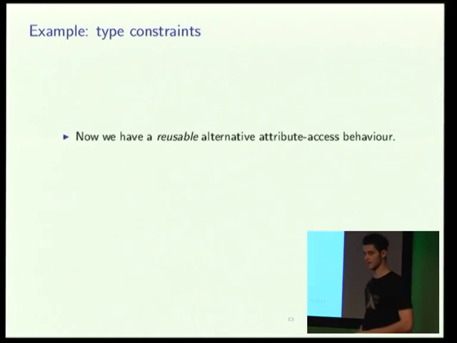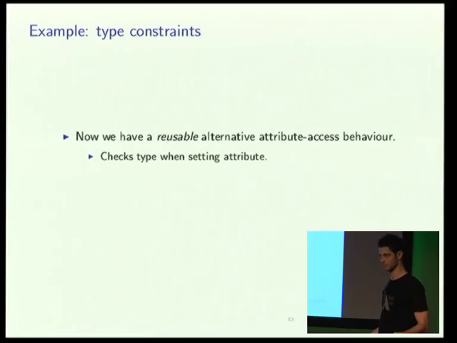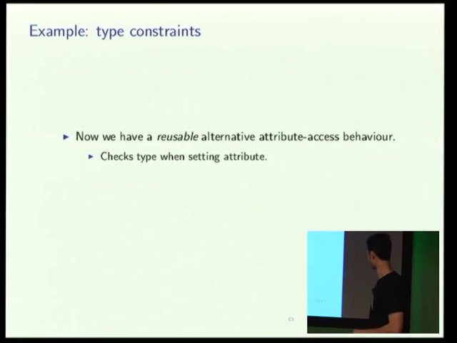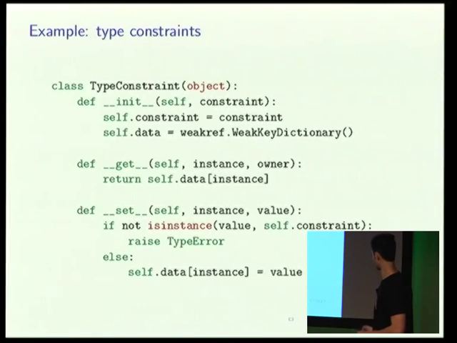So we now have a reusable alternative implementation of attribute access. And the particular implementation we have is one that checks the type of a value when we set it. It's also parameterized over the constraint. So you can instantiate a type constraint descriptor that checks whether something is an integer, or you can check that it's a string, or any arbitrary type, because as you saw in the implementation, it just uses the isinstance facility.